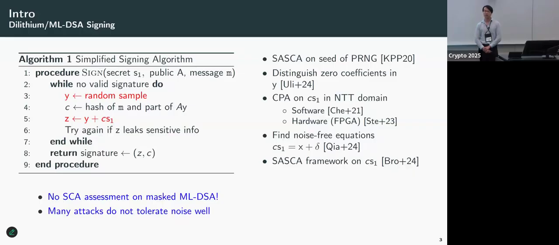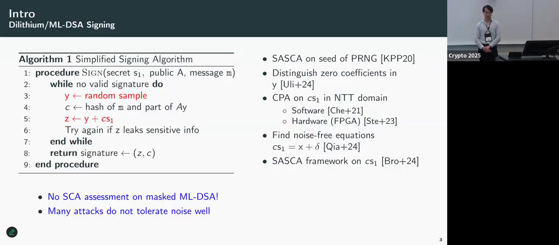And then we need to test if this Z leaks any sensitive information. If this is the case, we have to sample a new Y. We continue to do this until we sample a Y such that the resulting signature Z leaks no information. Then we output Z and C as the signature.